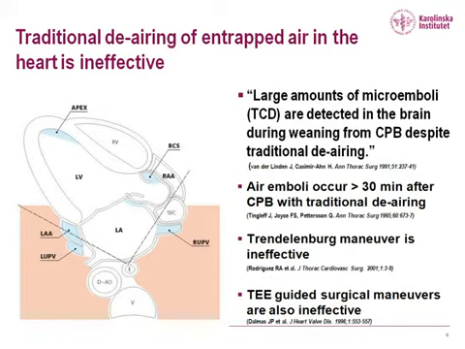Traditional de-airing of entrapped air in the heart is ineffective. As we heard earlier, air will be gathered in the most superior parts of each cavity. And large amounts of microemboli are detected in the brain during weaning from CPB. Despite traditional de-airing, air emboli occur more than 30 minutes after CPB. And the Trendelenburg maneuver is ineffective, and so are TE-guided surgical maneuvers.